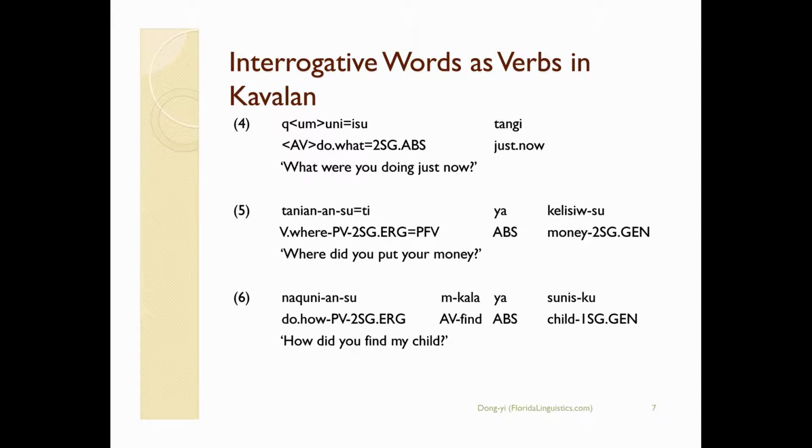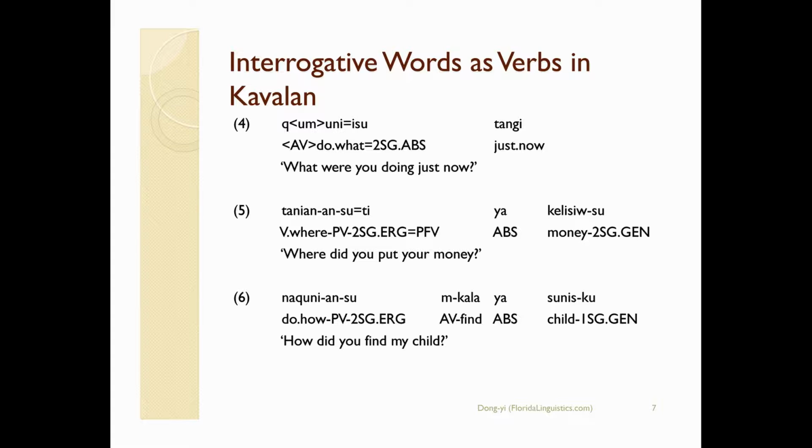Now let's take a look at the interrogative words in 4 to 6. They all exhibit the morphosyntactic properties of a verb. They have the same morphosyntactic distribution as a verb. Not only do they occur in the sentence initial position and take tense aspect or pronominal markers, but they are also affixed with a voice marker, which is a crucial diagnostic of verbhood in Kavalan.